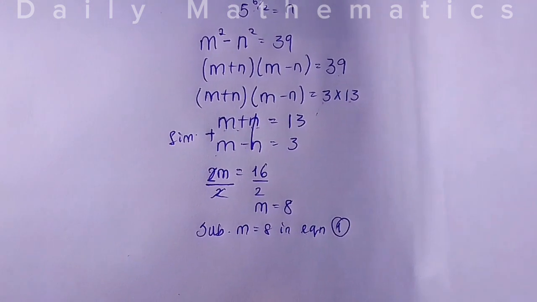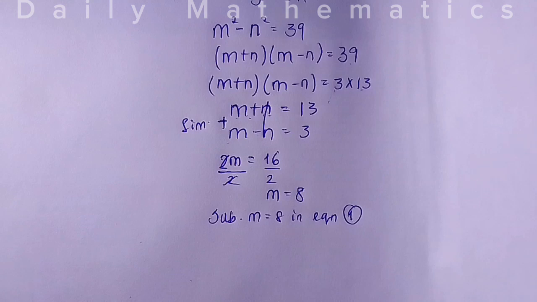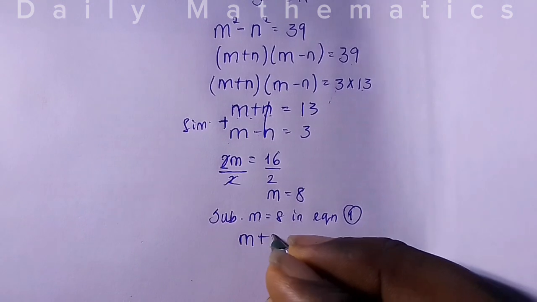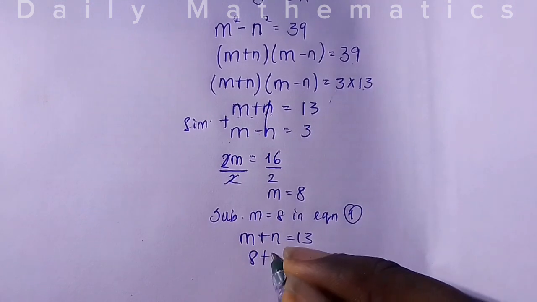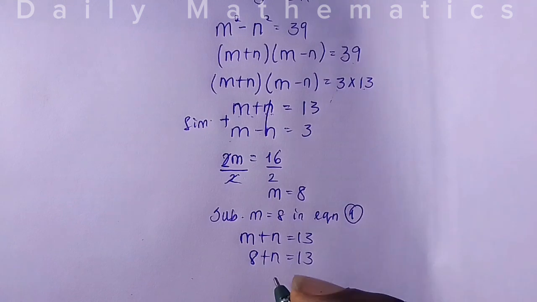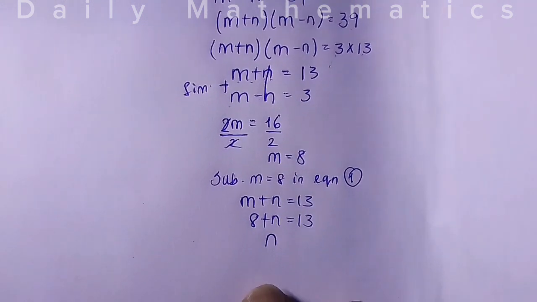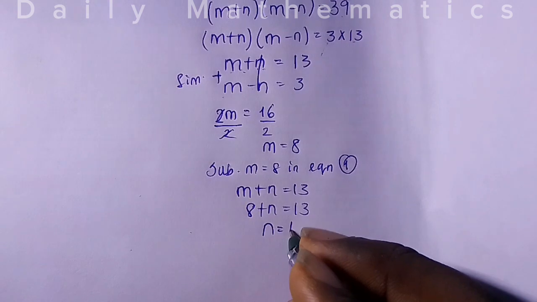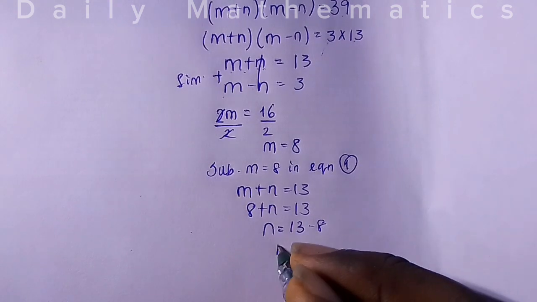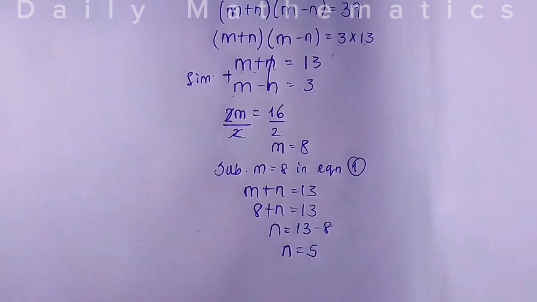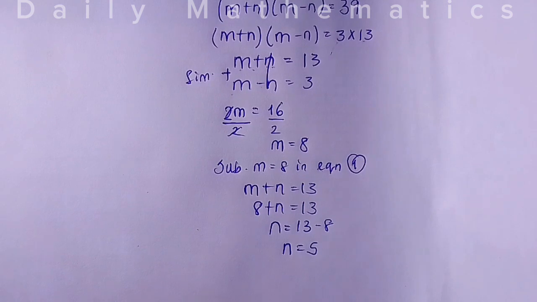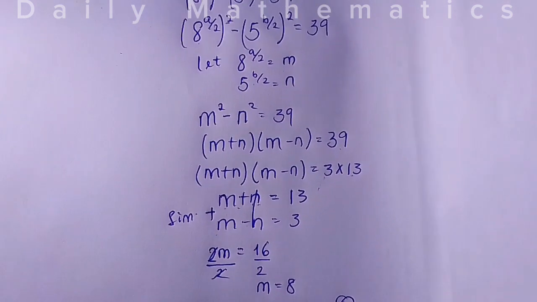Substitute m equals 8 in any equation. So from here, in equation 1, we have m plus n equals 13, and m equals 8, so 8 plus n equals 13. Then n equals 13 minus 8, n equals 5, right? So n equals 5.